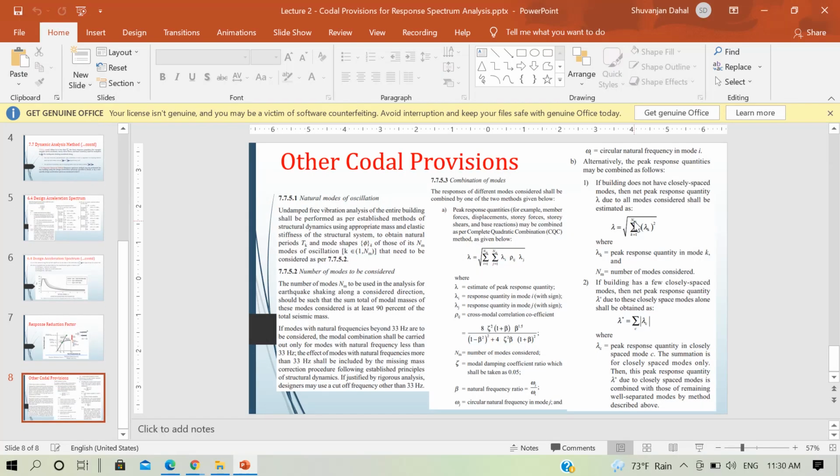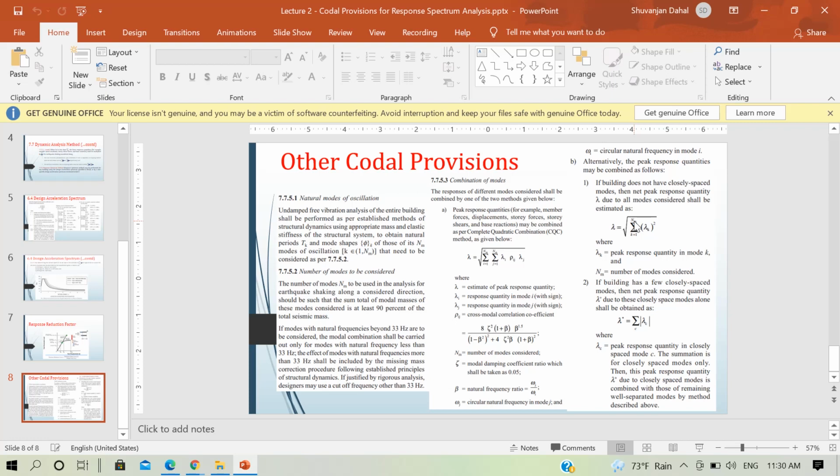So this brings us to the end of this video lecture, or this second lecture of this series. In this lecture, we talked about the codal provisions regarding the response spectrum method. We also touched a little on the response reduction factor. What is the response reduction factor? We looked at a graph, and we looked at other provisions regarding modal combination rules and design horizontal coefficient calculation.